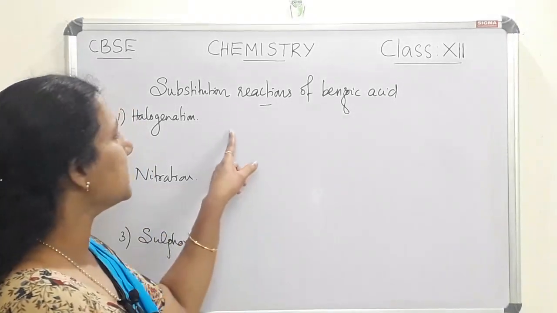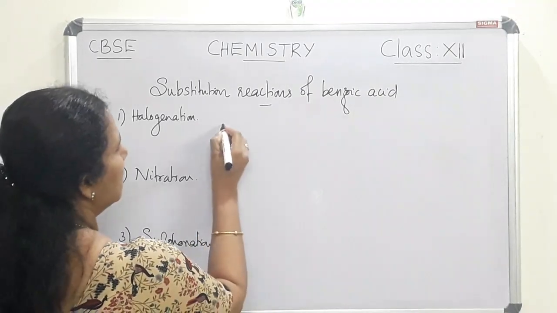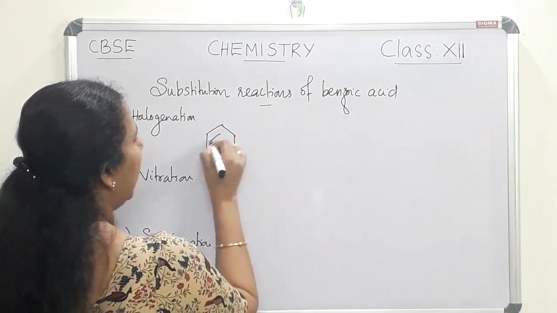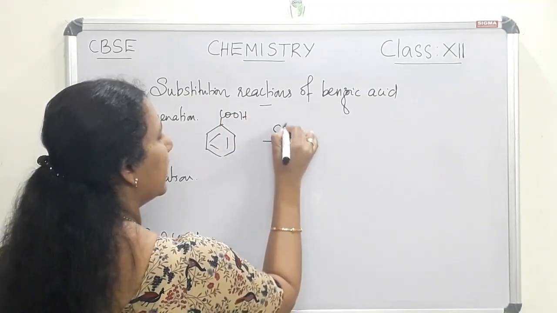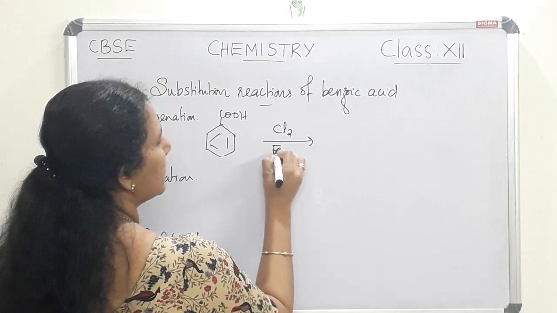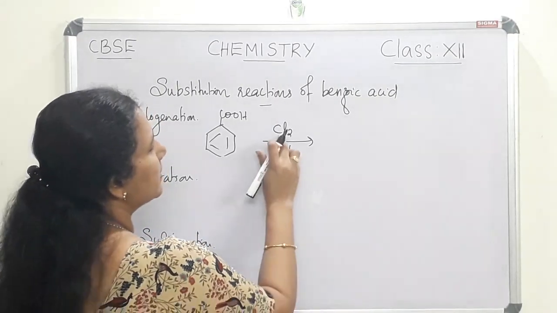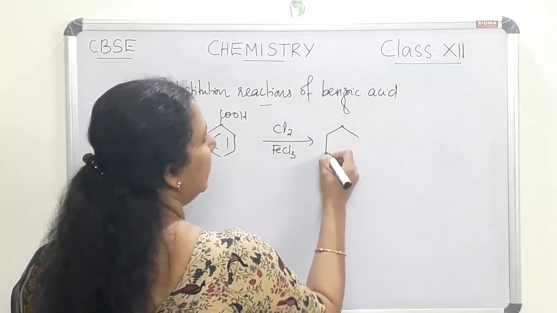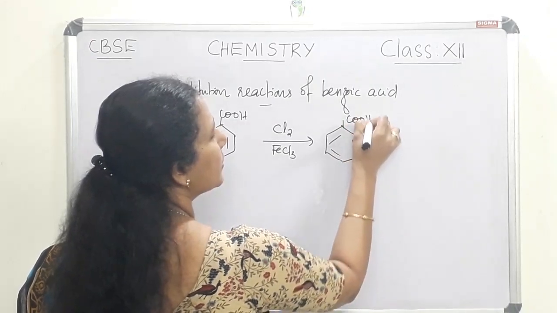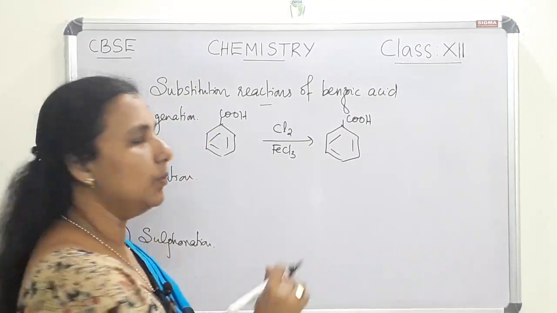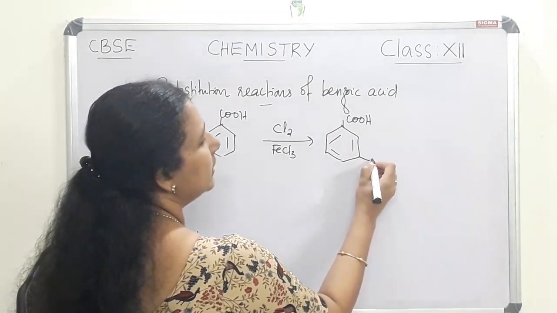Now let us see the substitution reactions of benzoic acid. First one is halogenation. So if benzoic acid on halogenation, if it is chlorination, Cl2 in presence of anhydrous FeCl3, Lewis acid is there. So chlorination, we will be getting a meta product since COOH group is a meta directing group, and this COOH will direct the incoming electrophile to the meta position.